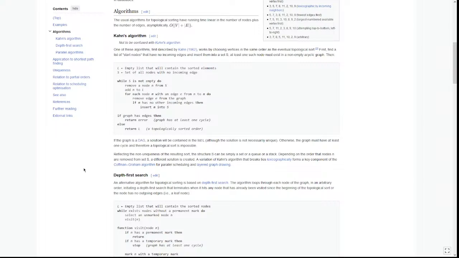L is an empty list that will contain the sorted elements. S is the set of nodes with no incoming edges. While S is not empty, do: remove a node N from S, add N to L. For each node M with an edge E from N to M, do: remove edge E from the graph. If M has no other incoming edges, then insert M into S.